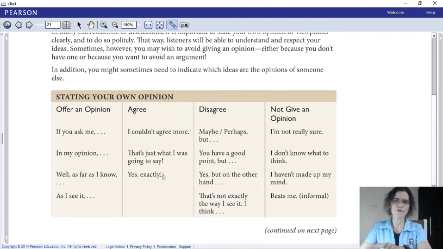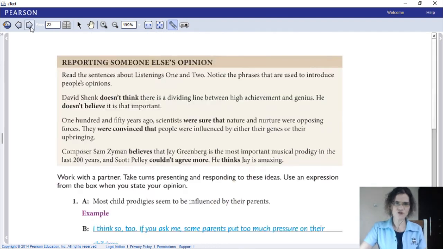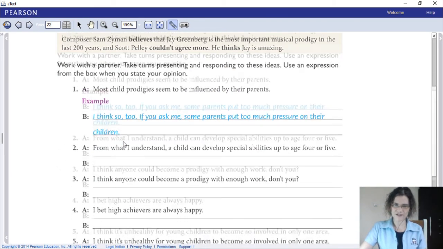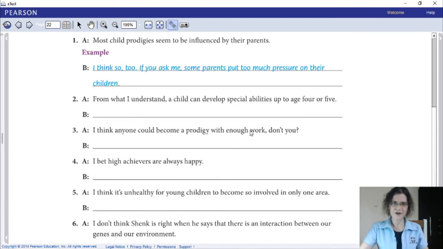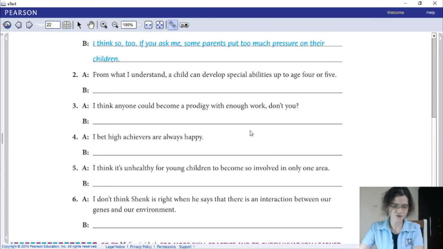Okay, work with it. Use any of these phrases to start your answer. And however you answer, that is up to you. Okay, you can pause your video and do number 2 until 6. Go ahead.